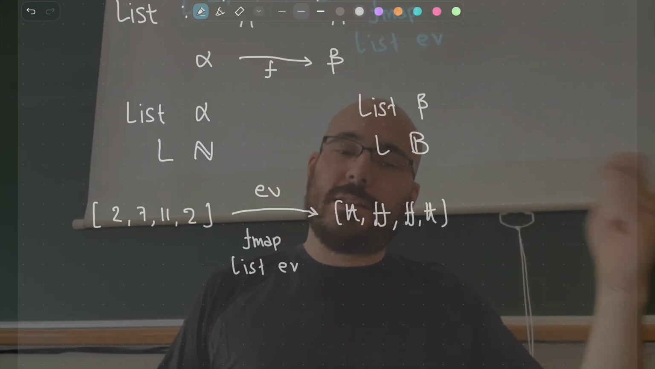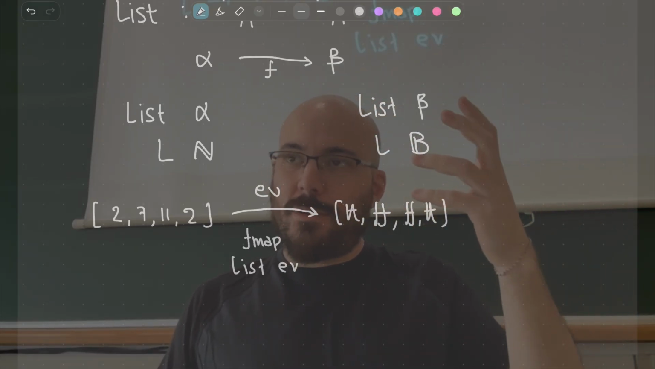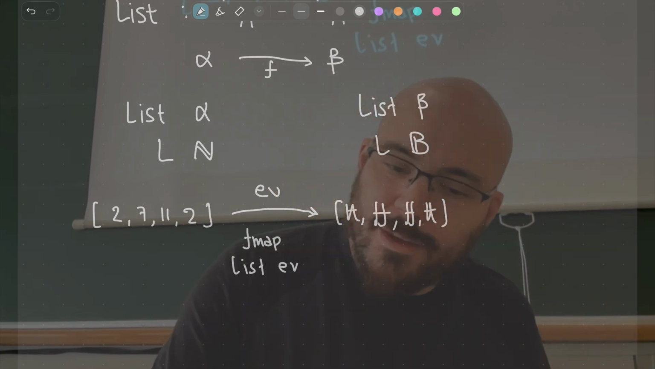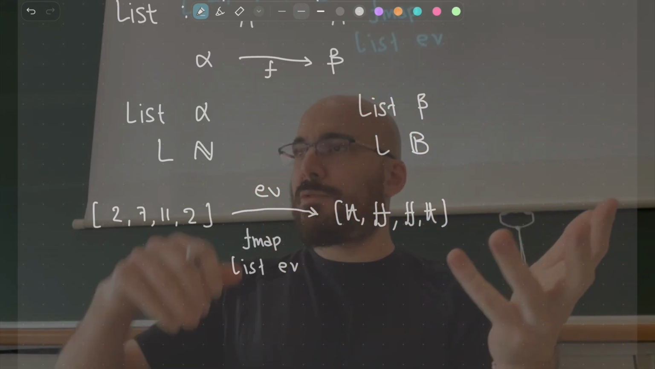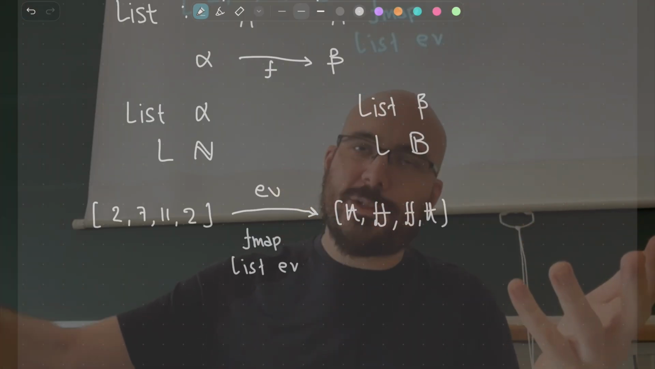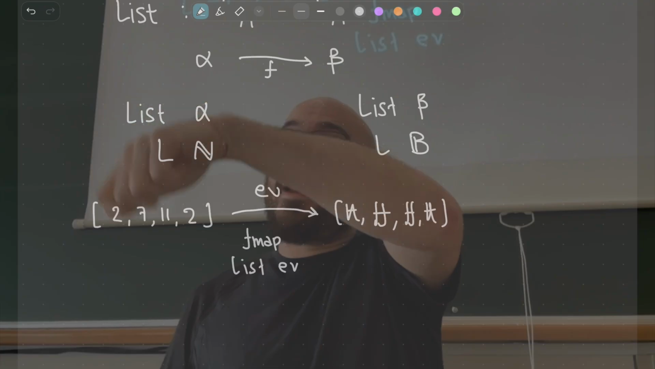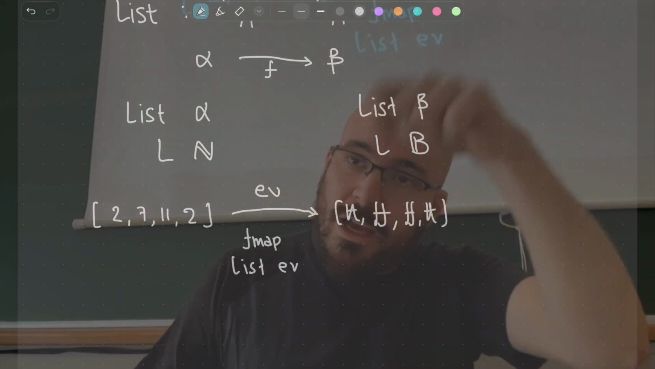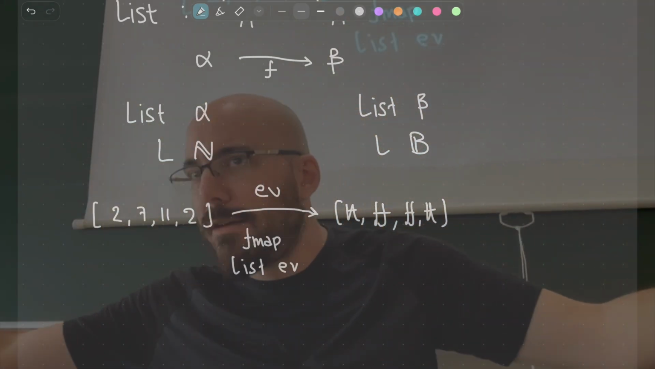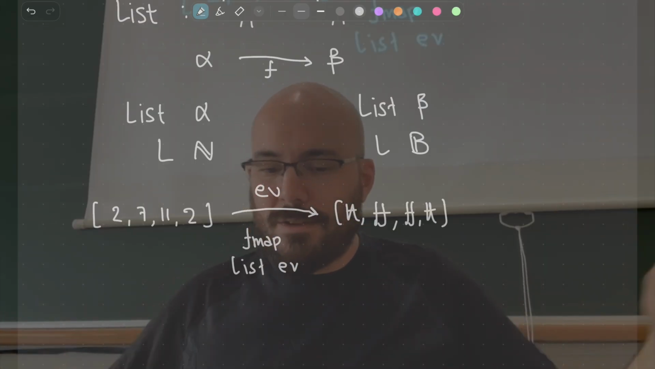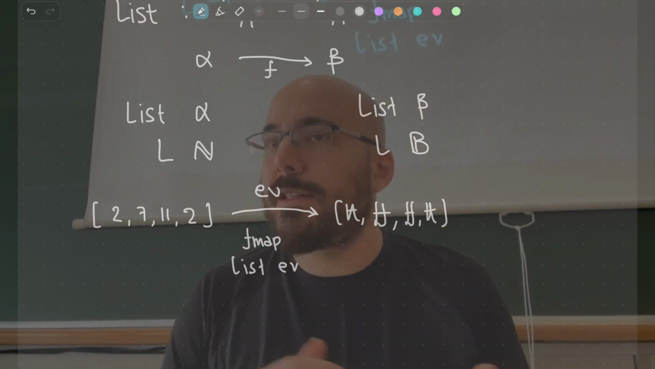So when you want to say that list is a functor, you have to say how it acts on objects. You say, okay, it takes a type and gives back the type of lists of elements of this type. And then how it acts on functions: you give me a function, and it maps this function to every element of this list and gives back the list of the outputs, okay? And once you do that, you can check that it's indeed a functor.